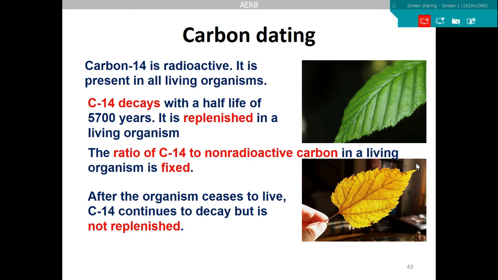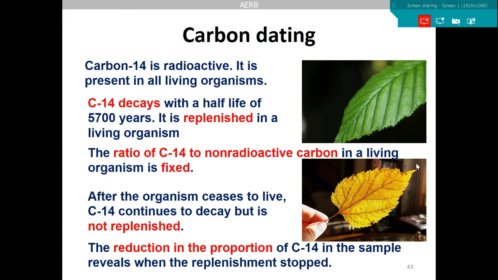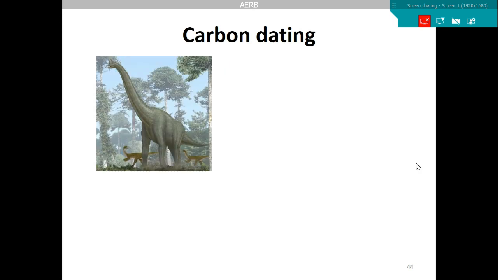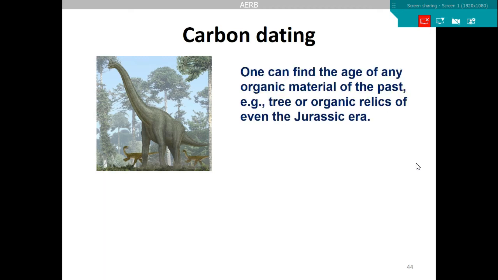But there is nothing to replenish because it is not living, there won't be any replenishment. So the result will be that the ratio of C14 to non-radioactive carbon will slowly reduce. So this reduction in the proportion of C14 in the sample will reveal when the replenishment stopped. That is the age of the organism that we are considering. Now, carbon dating can be used to find when this dinosaur existed. If you give a piece of its bone, one can find the age of any organic materials, whether it be a tree or a leaf or an organic relic of Jurassic era. These are some of the great advantages of carbon dating.